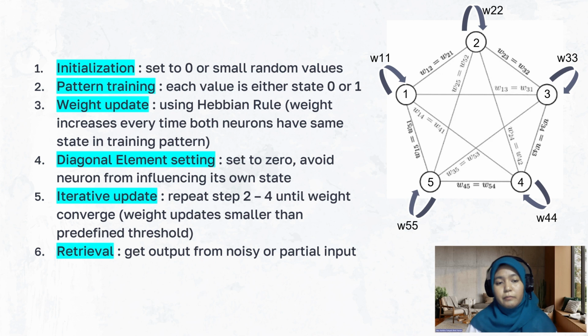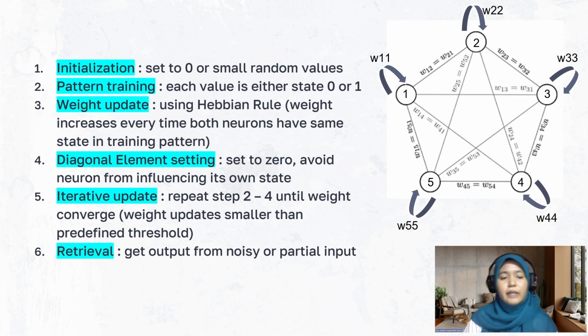And for step number 4, diagonal element setting. A diagonal element is the arrow that comes from the same number and goes into the same number, like W11, which means that is the weight of neuron number 1 to itself. We need to set this to 0 to avoid the neuron affecting its own value. It's like friend A is talking to himself and then making his own decision, brainwashing himself.